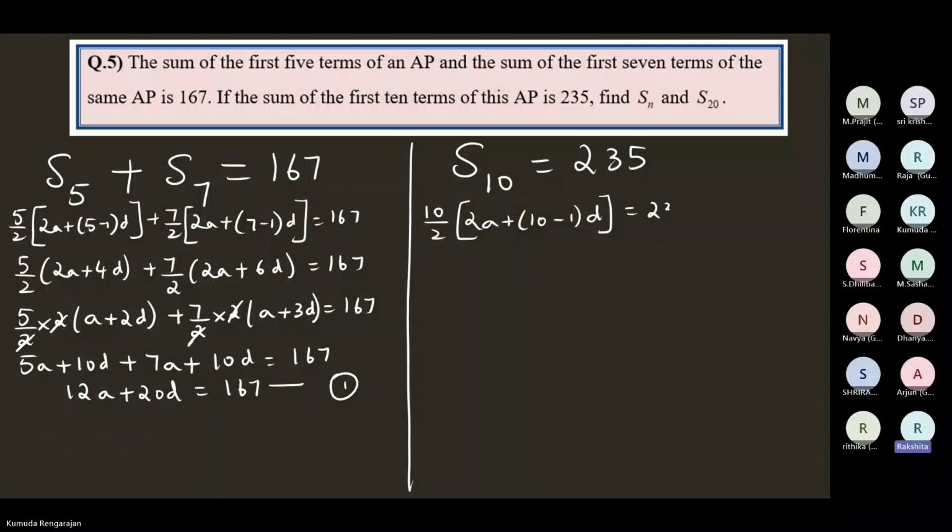Ma'am, how did it become 7A plus 10D there? Shouldn't it be 21D? Oh yeah, sorry. Yes, I made a mistake. 5A plus 10D plus 7A plus 21D. Sorry, it's 21D is equal to 167. Then 12A plus 31D.